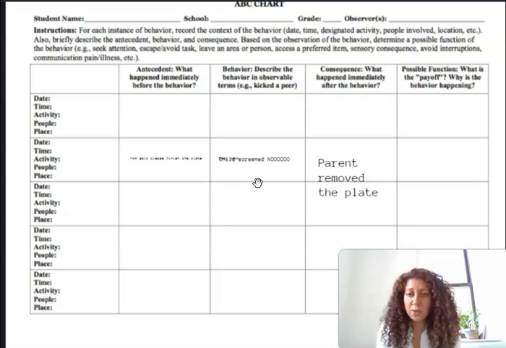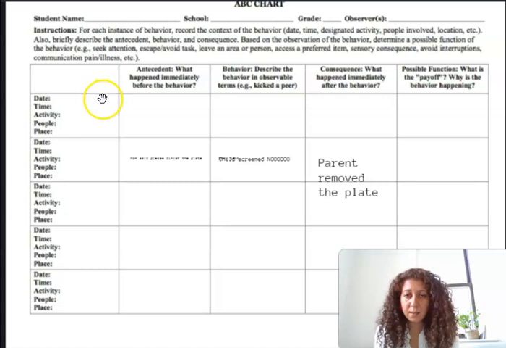Parents are not required to write the function of the behavior, as I mentioned, which is this last column here. This can be left empty. If you're a therapist working with a BCBA, or a parent working with a BCBA, you can leave this empty for the BCBA to figure out. Just indicate the date, the time, activity, people, and place.